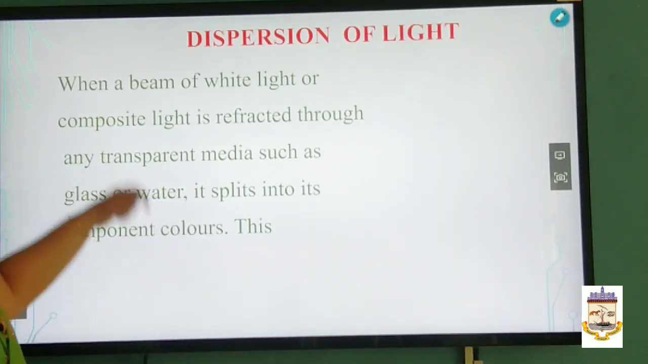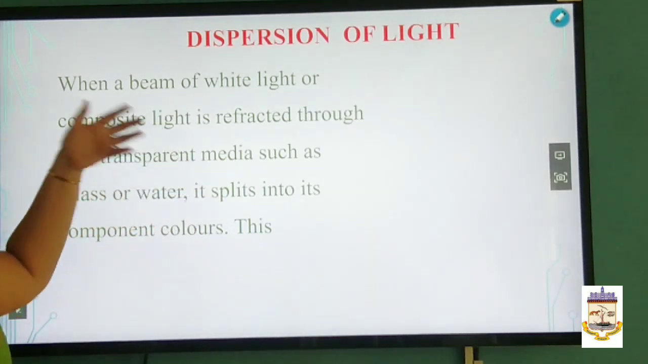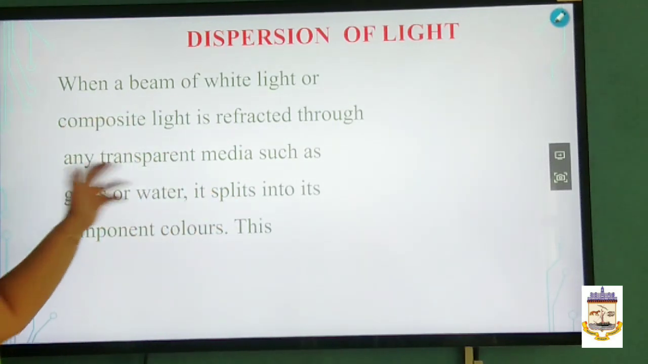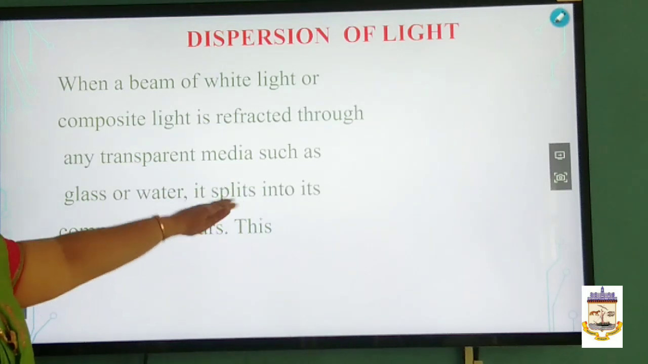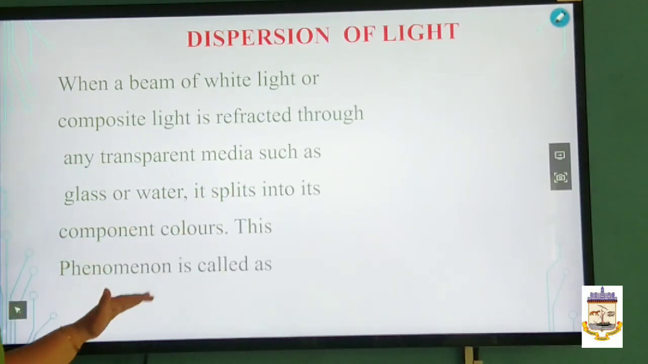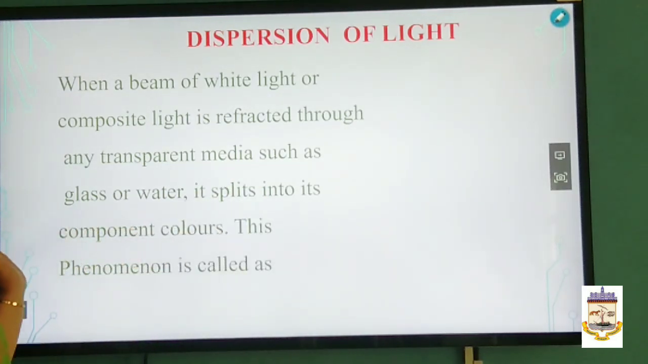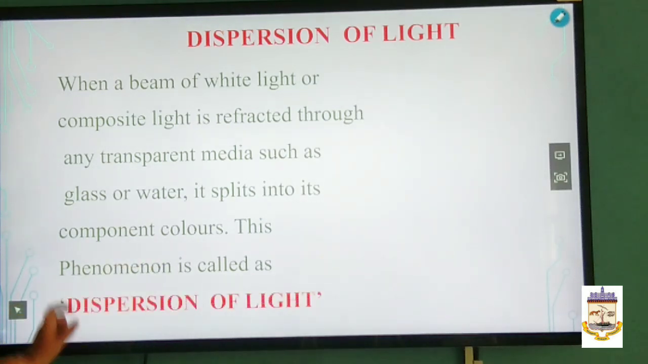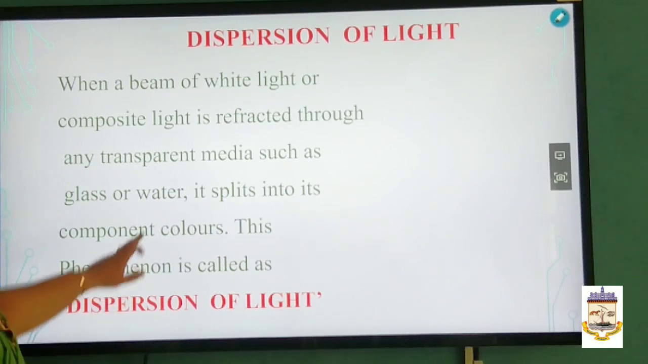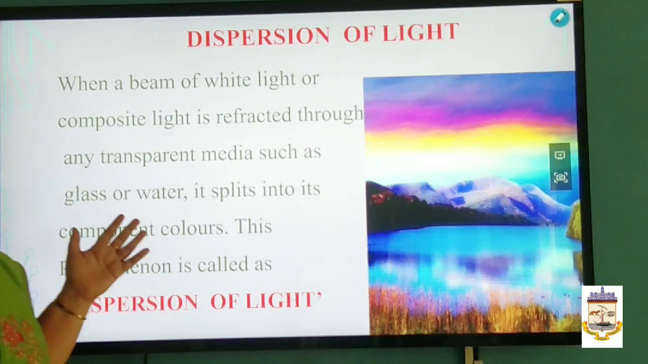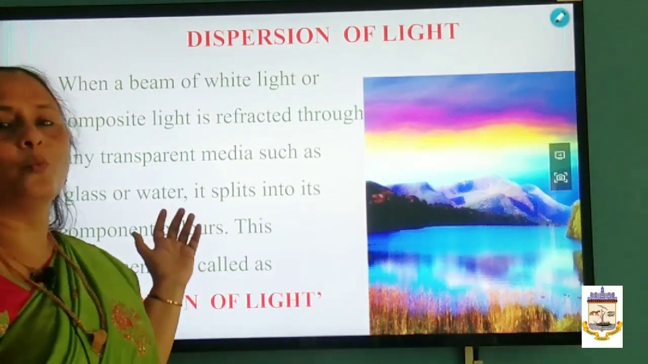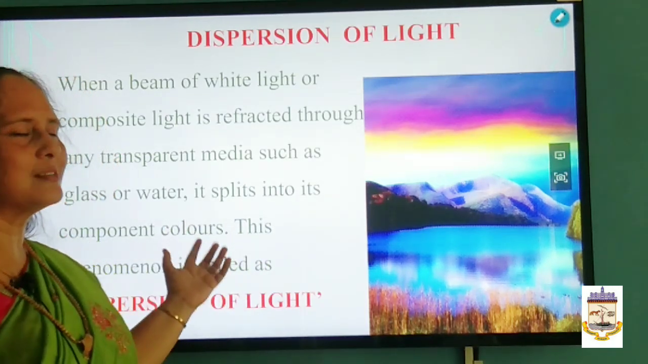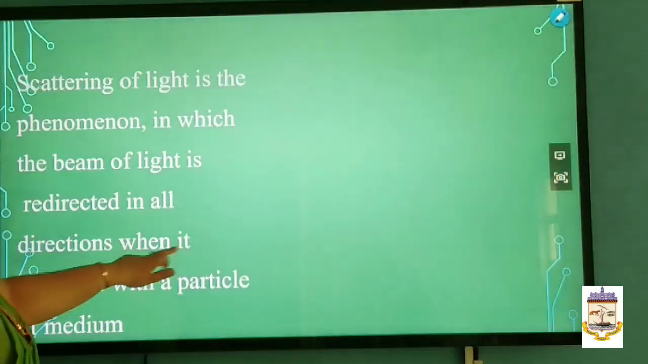Whenever a beam of white light or a composite light is refracted through any transparent media, it splits into the component colors. That is what we have seen as the spectrum, isn't it? This phenomenon is called the dispersion of light. See here how nicely it is dispersed in the atmosphere. The white color of the sun's ray has dispersed. How nice it is, children? You would have come across this in your life.